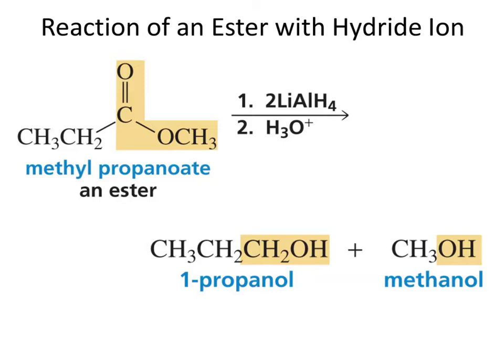Notice here we have two pieces. You can see that we still have our 3-carbon chain, showing you that in our 1-propanol, that oxygen is coming from the carbonyl oxygen, and our methanol is coming from the ester piece. So let's look at how these products form.